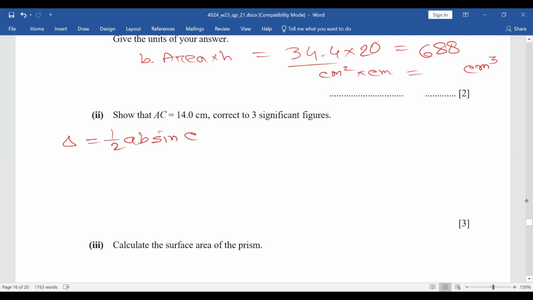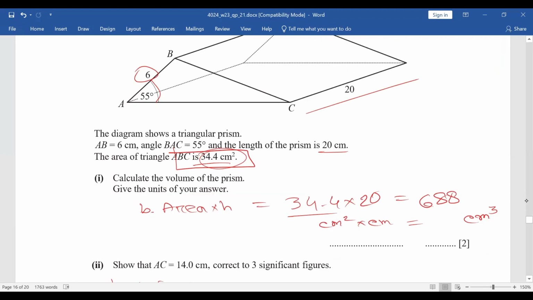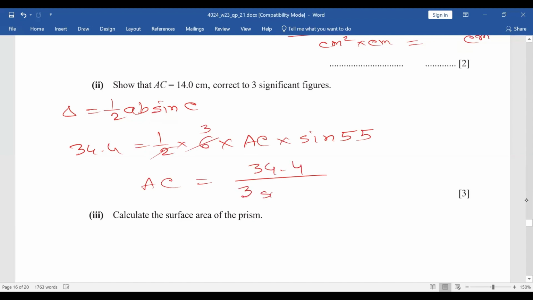Okay, so the area is 34.4 equals 1/2 times AB. One of the sides is given as 6, and for the other side we have to find the length, which is AC. So we can write 6 times AC times sine 55. Okay, so AC will be 34.4 divided by 3 sine 55 degrees.